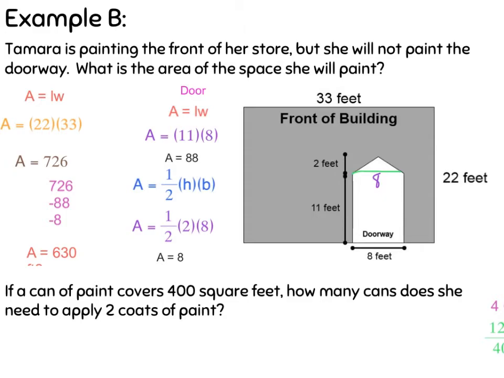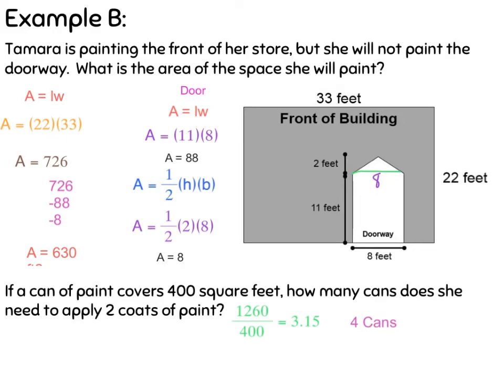So I have to paint the whole thing twice. So I'm going to multiply my 630 times 2 and then divide by the 400 square feet so I can determine how much it goes in. So when I multiply, I get 1,260 because I want 2 coats, divide by 400 because that's how much is covered. And when I do that, I get 3.15. Now, I can't have 3.15 cans of paint, so I have to buy a 4th can. So my answer is 4 cans.